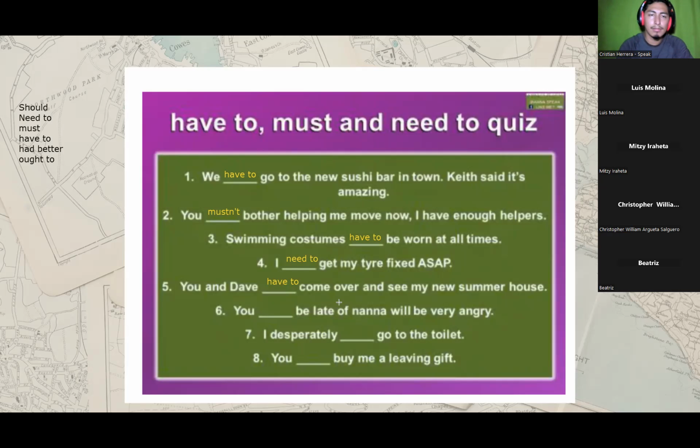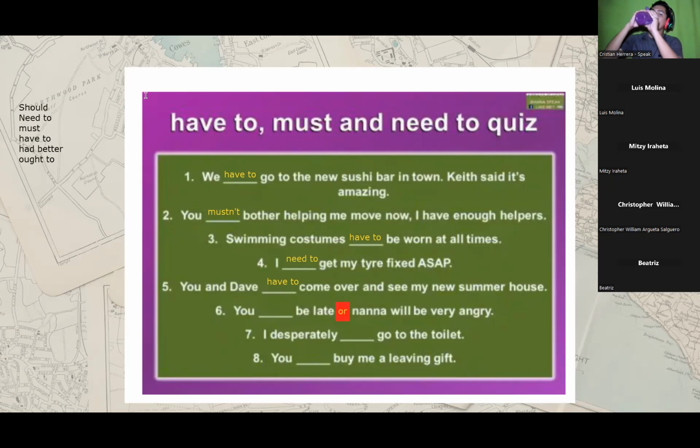Teacher, tengo duda en esta. So what do you think is the correct answer? You have no... You need to. No, be late. Remember that you can use these structures in negative. It's also possible to use them in negative.